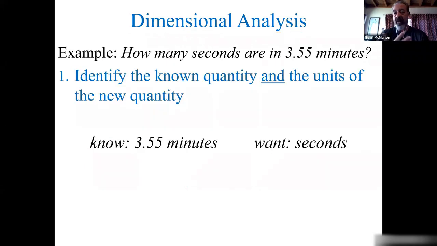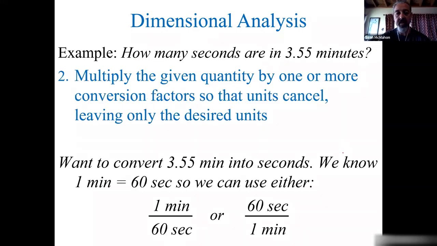So let's do one that we're comfortable with. How many seconds are in 3.55 minutes? So what am I given? Well, it's obvious I'm given 3.55 minutes. What do I want? How many seconds? So I want seconds. So I need to go from minutes to seconds. So what conversion factor allows me to do that? Well, I can use the 1 minute per 60 seconds or the 60 seconds per 1 minute. They're the same thing.